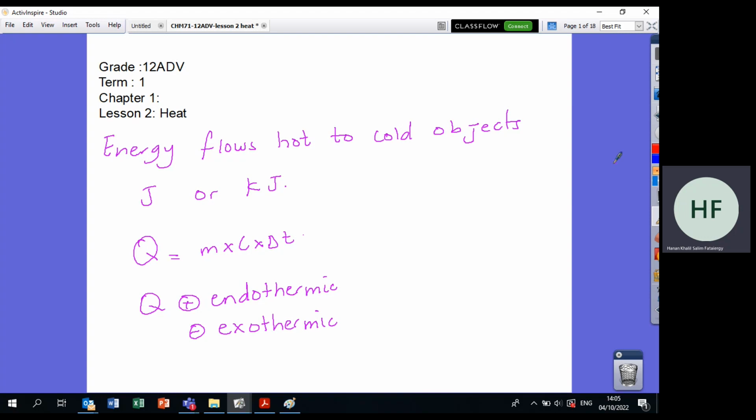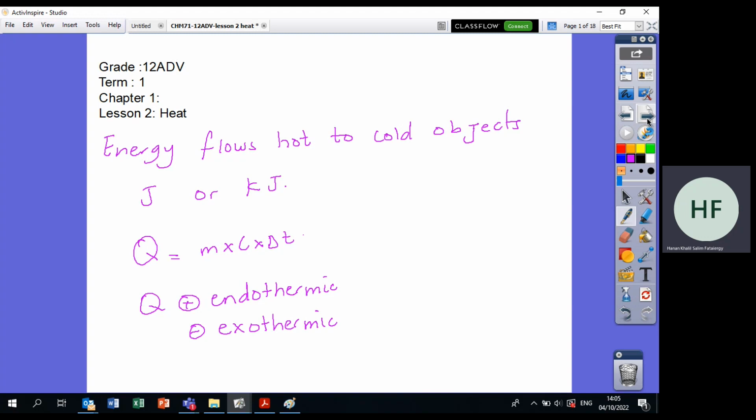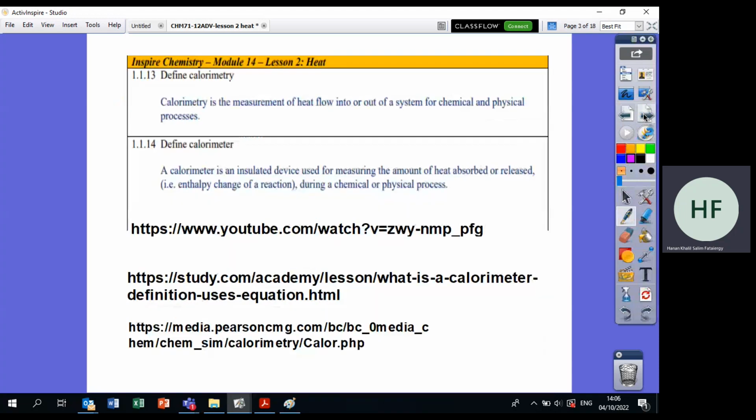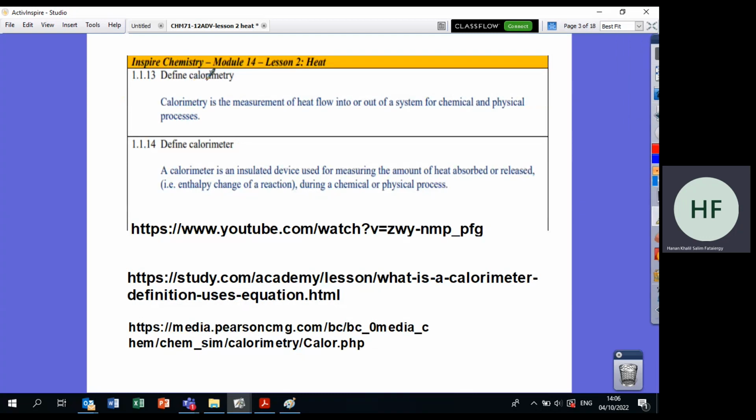Okay, so this is a summary of what you have learned from the previous lesson. Now let's continue. Pause through these objectives, read them if you want, and these are the objectives that you are going to learn during this lesson. Okay, now when we say calorimetry, from its word, calorimetry means measuring calories. So this is a system used to measure calories.